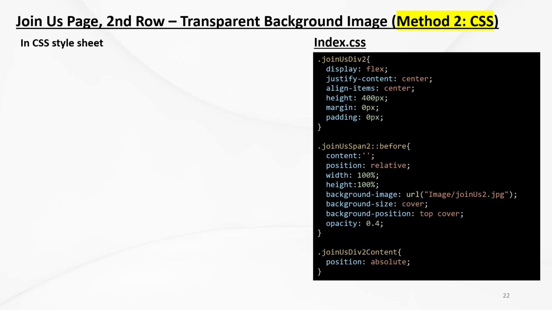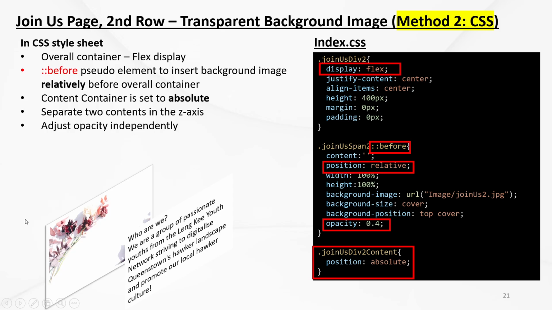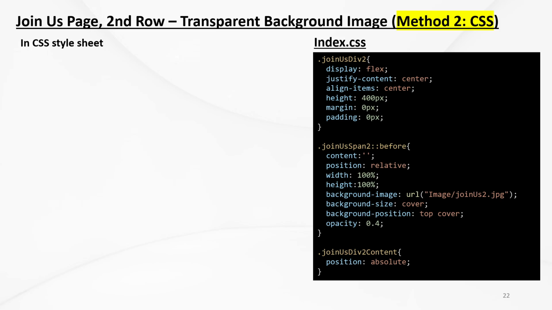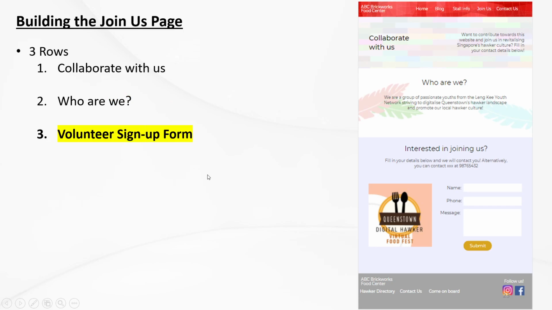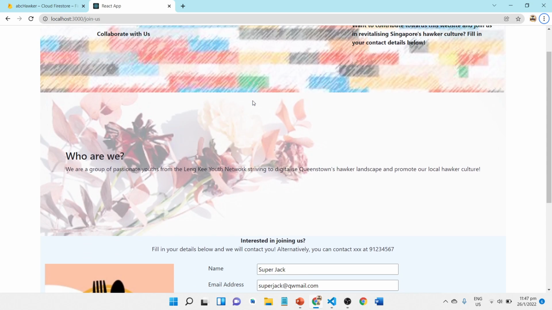Okay, so we have shown the secret formula behind making the background image transparent while retaining the opacity of the text. Before we move on to the third row, I also want to mention that this background image will collapse if we do not set the width and height. And also we want it to fill the screen, that's why we make sure that the margin is clear. So these are minor points.